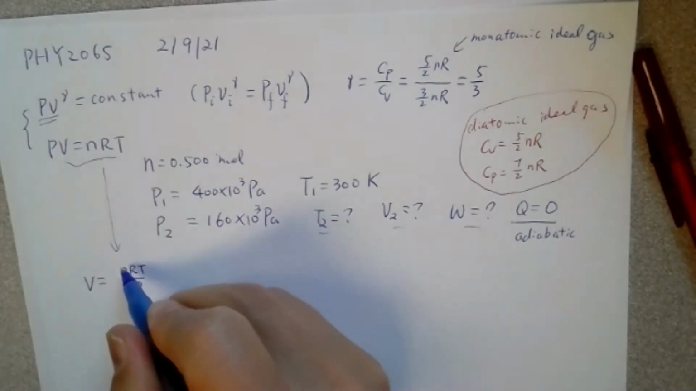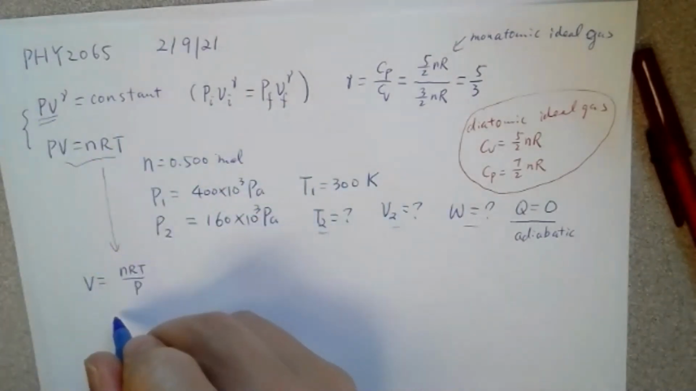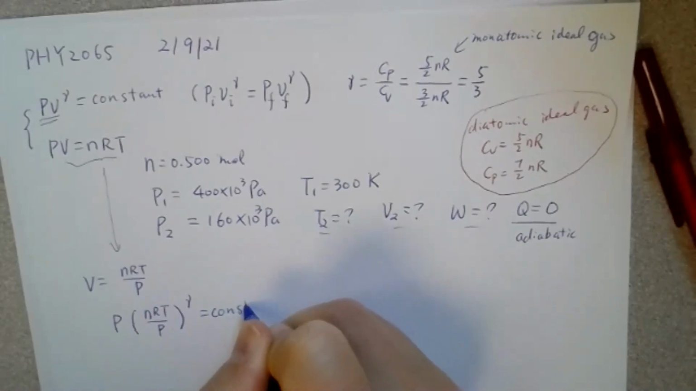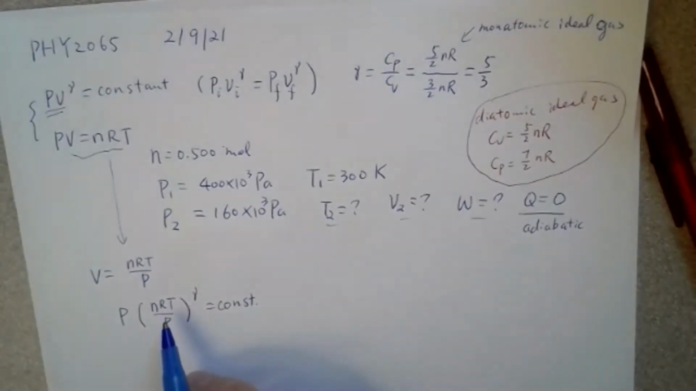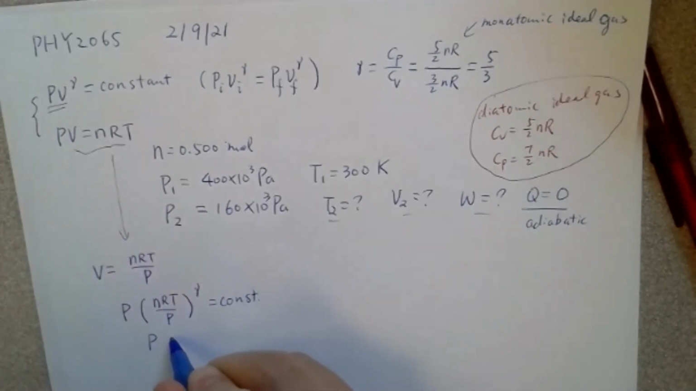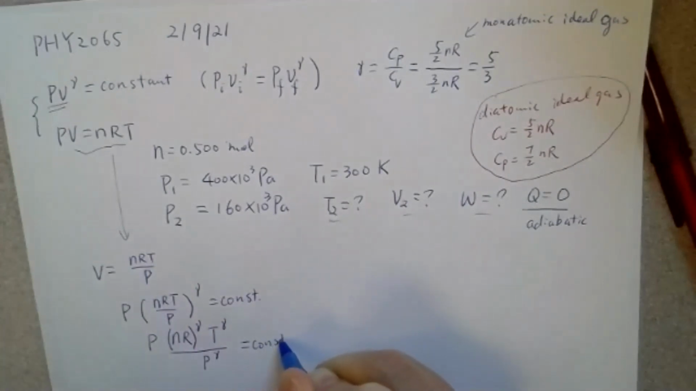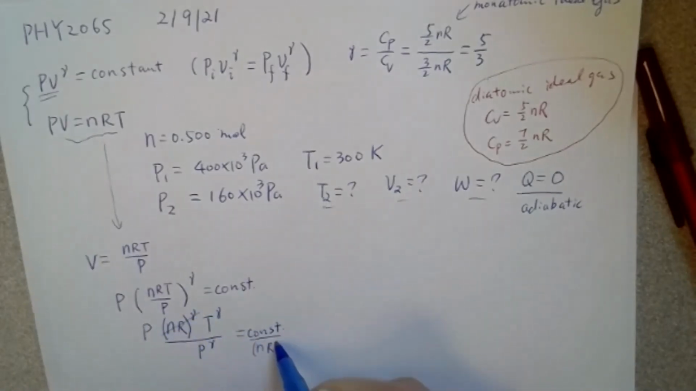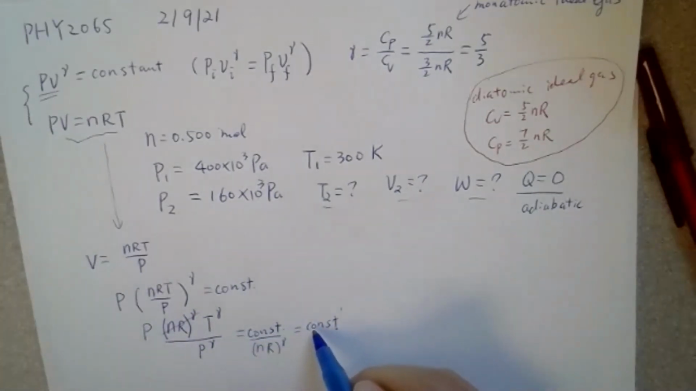Now you're going to replace the V with this expression in the first equation. So it becomes P times (nRT over P) to the gamma power equals a constant. Let's write this way: P times nR, where n and R are constant, to the gamma, and then T to the gamma divided by P to the gamma, equals a constant. Since n is 0.5, R is 8.31, and gamma is 5/3, that factor is also a constant. If you divide both sides by it, you still get a constant, maybe a different constant than the original, a constant prime.